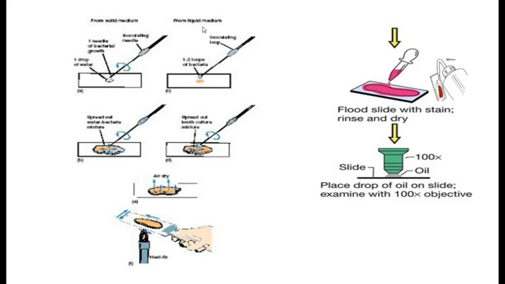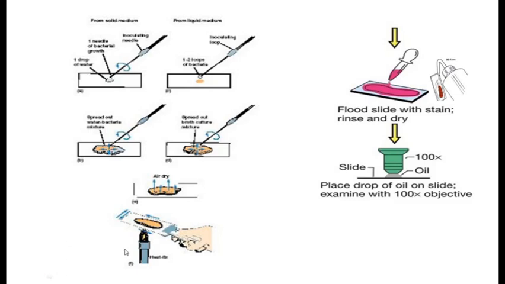If it is in a liquid consistency, you can transfer 1 loopful of culture, that is microorganisms, over the clean glass slide. If the culture is in solid consistency, you have to mix it with 1 drop of water over the glass slide, and then spread this culture in a thin layer and allow it to air dry. This is called smear preparation, that is spreading the microorganisms in thin layers so that we can see the individual organisms without any overlapping.